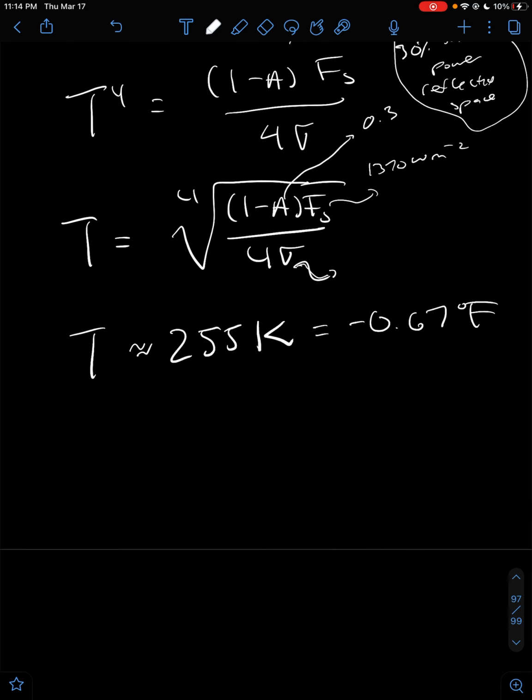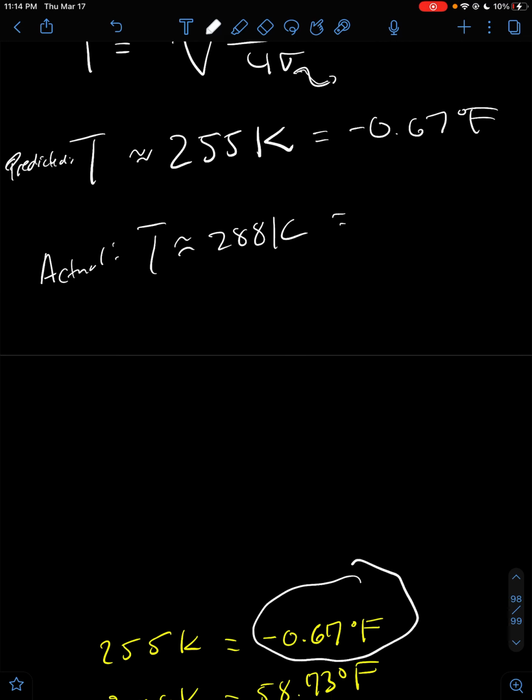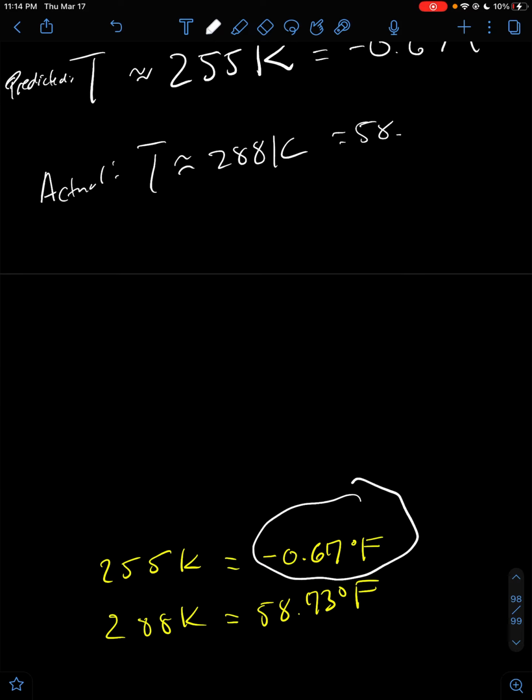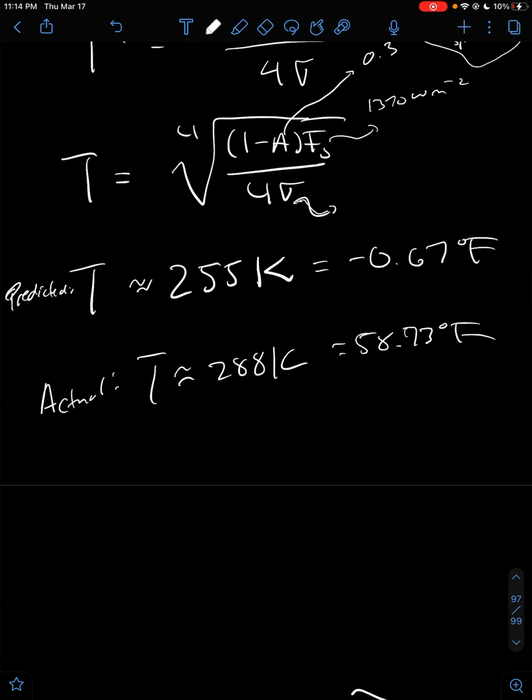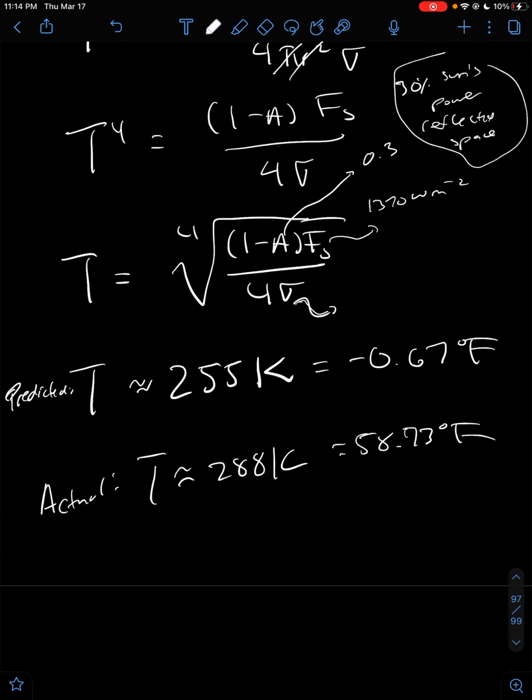It turns out that the actual average temperature of the Earth, so here's the predicted value, the actual temperature is approximately 288 Kelvin, which is equal to 58.73 degrees Fahrenheit. So that's the actual temperature of the Earth. There's a big discrepancy here.